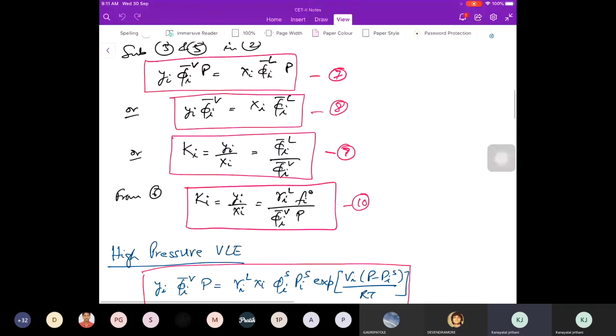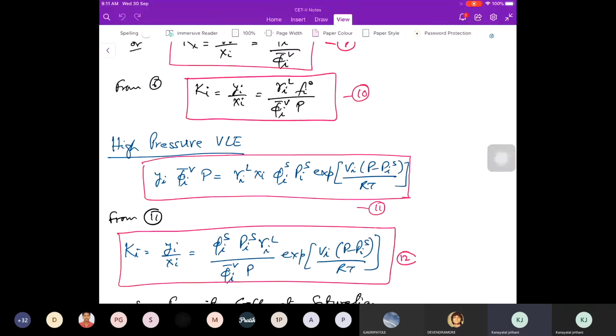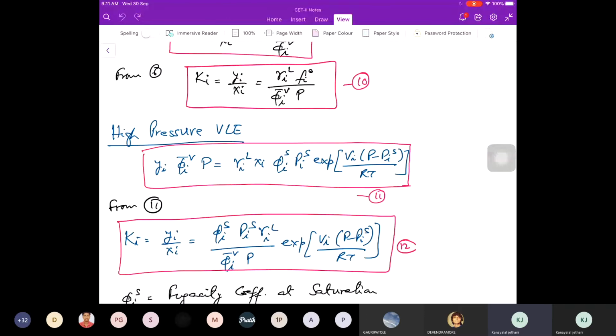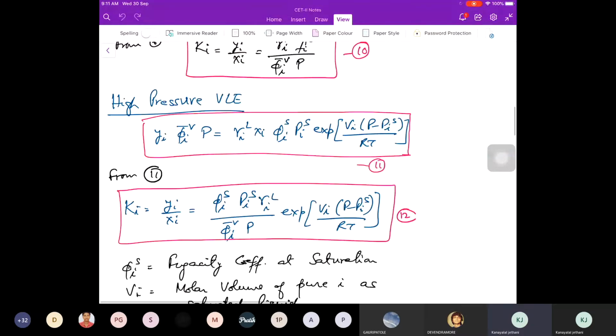And we also saw that for high pressure VLE, when we took the Poynting correction factor, we got equation 11, right? Yi phi bar V P is equal to gamma i L Xi phi i S Pi S exponential Vi into P minus Pi S upon RT, right? So you can write equation 11 in the form of Ki, which is nothing but Yi by Xi is equal to the right hand side. ठीक है? Any questions on equation 11, 12? 11 तो हमने derive किया ही था. We are just rearranging it and writing in the form of K.